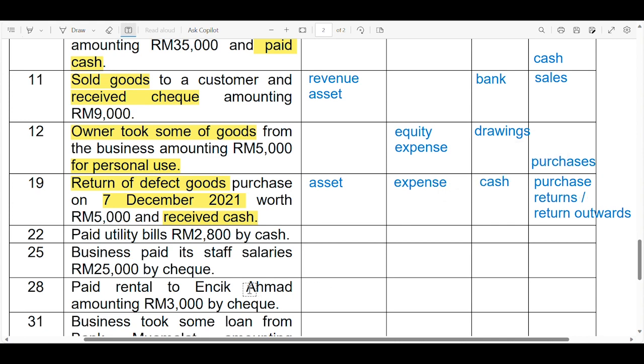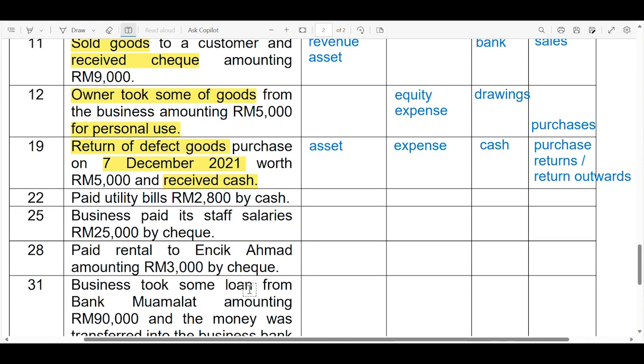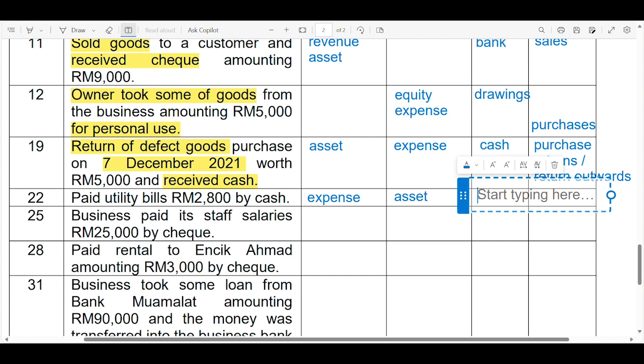Number 22. Paid utility bills 2,800 by cash. Whenever you pay the bills, that will result in an increase in expense. When you pay by cash, your cash is decreasing, so your asset is decreasing. So increase in expense, decrease in asset. When the expense increases, you debit expense account. What is the name of this expense account?